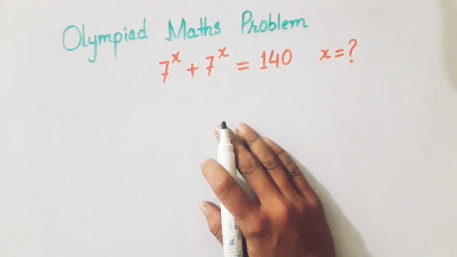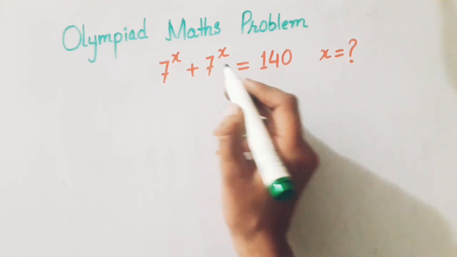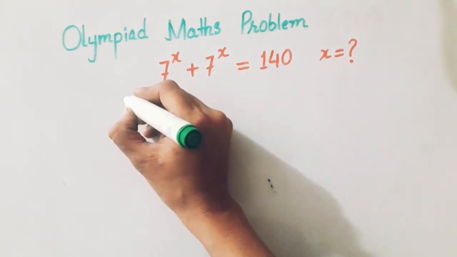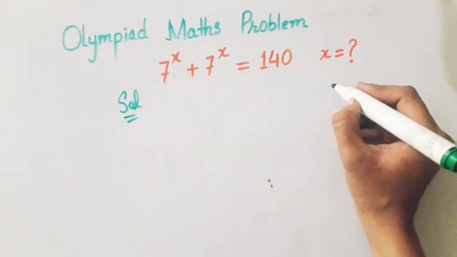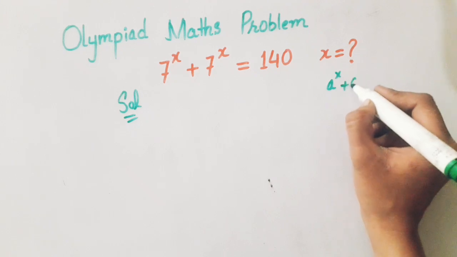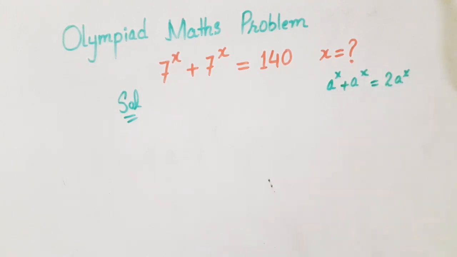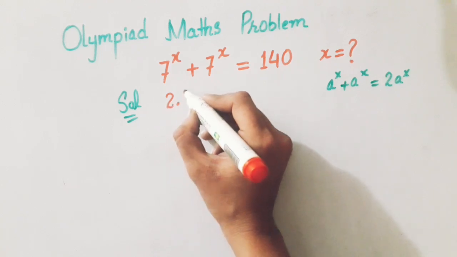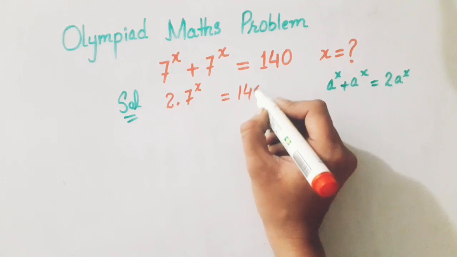In today's video we will solve an Olympiad math problem: 7 raised to power x plus 7 raised to power x equals 140. You have to find the value of x. We will solve this question by applying the formula that a raised to power x plus a raised to power x equals 2a raised to power x. It means that 7 raised to power x plus 7 raised to power x will equal 2 into 7 raised to power x, that equals 140.